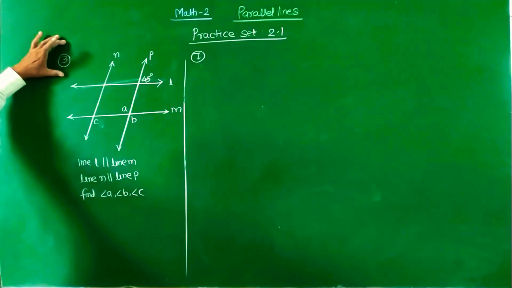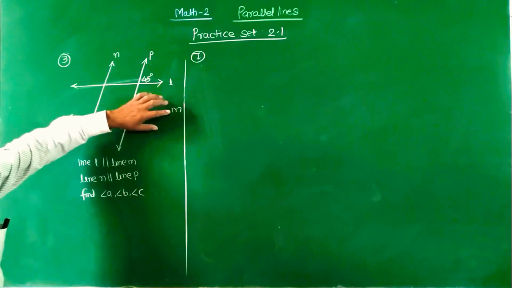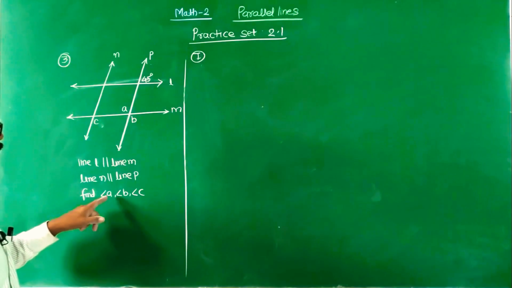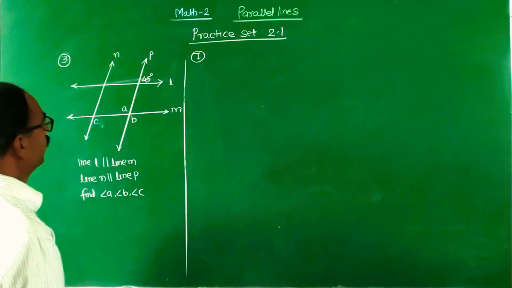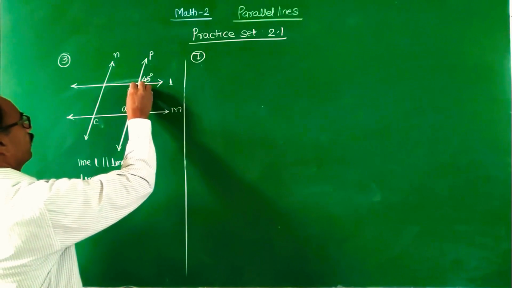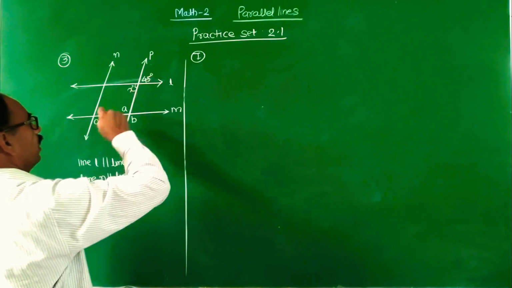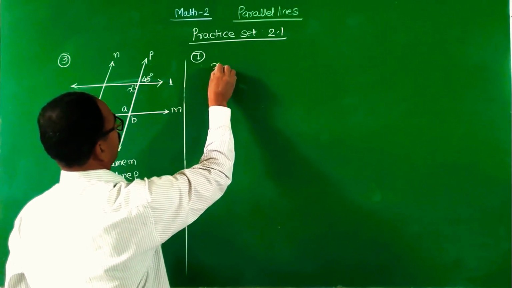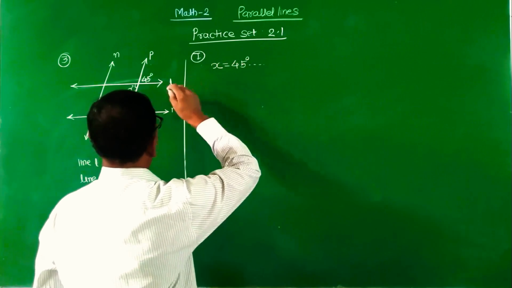Example number 3, here we are given line M is parallel to line N, line L is parallel to line M, line N is parallel to line P. Then we have to find angle A, B and C. Here we are given this angle is 45 degrees. First, here we will consider X. This angle is X degrees. So here we can write angle X is congruent to angle 45. So X equals 45 degrees, because these are vertically opposite angles.